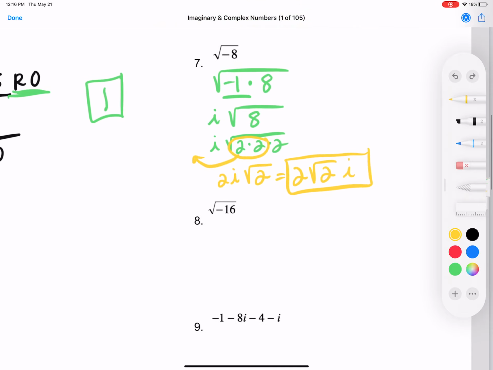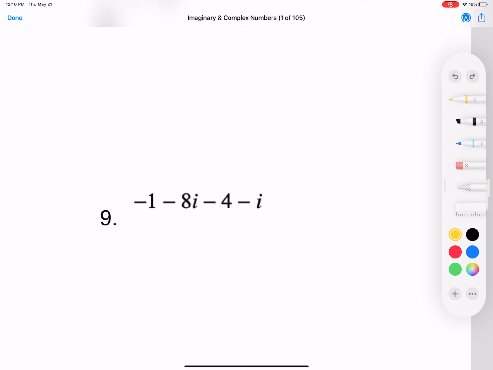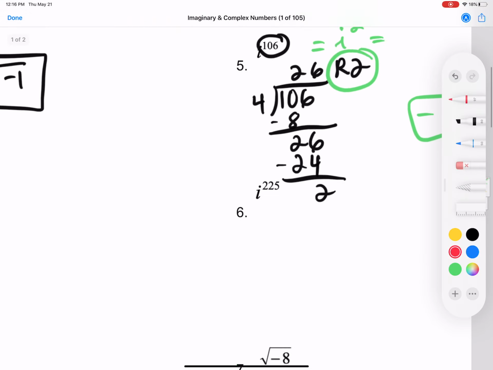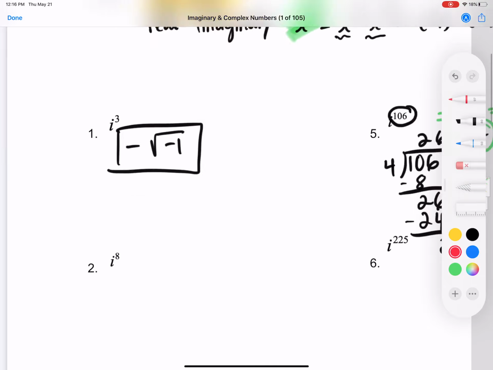You're going to try number 8. Number 9, for these you're just going to simplify. So for number 9, it's asking you to subtract, and you have some stuff going on. Now, keep in mind that your real numbers can only be combined with real numbers, and your imaginary numbers can only be combined with imaginary numbers. So I'm going to start with my real because, again, the way that you write a number is real first and then your imaginary part.